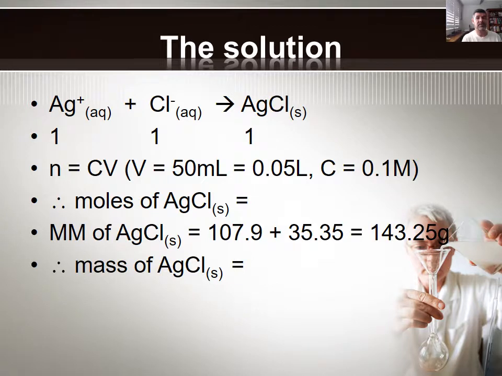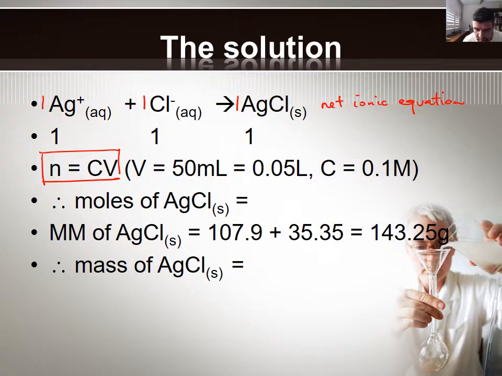So here are all those steps again, but this time mostly completed for you. So you can see the first thing we need to do is write our net ionic equation. Our net ionic equation eliminates the sodium and the nitrate ions, so we just have silver ions and chloride ions forming silver chloride. You'll notice that the numbers that are not present are the number 1. And we assume that if there's no coefficient in front, it's just a 1-to-1 ratio, which in this case it is. Then we use our formula, n equals CV.